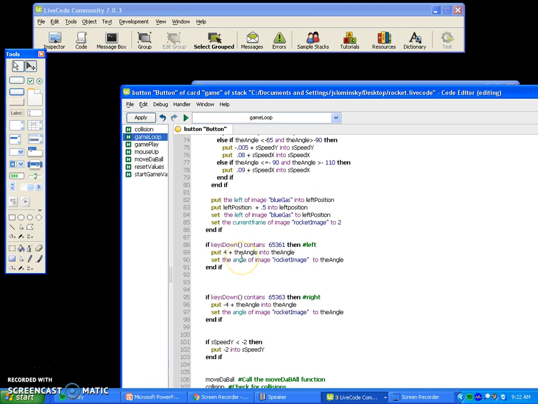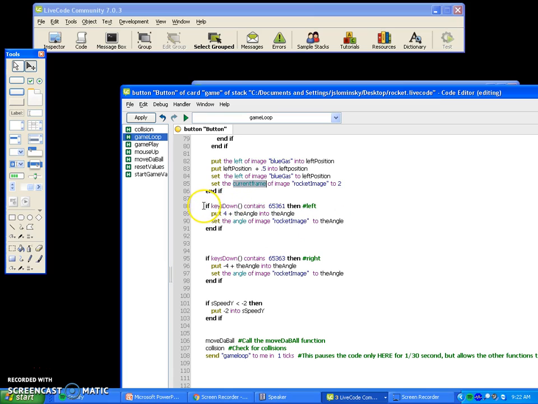What this is doing, as you're hitting the up key, you're setting the current frame. That means the sprite. You're setting the sprite of the rocket image to number 2. It starts off at 1. That's the first frame. That's the one without the fire. And 2 is the one with the fire. Okay, that's all there is. That's why you're getting the fire.